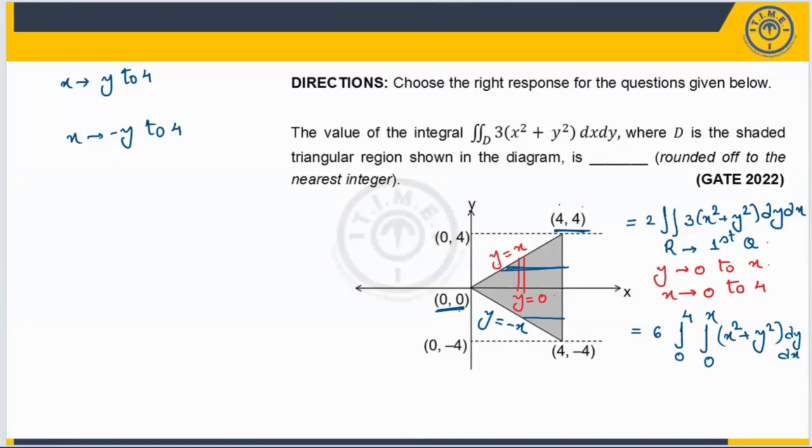And if you want to take the complete vertical strip, you can take it. No issues in that. So if I'm taking the complete vertical strip, how is y varying? y is varying from negative x to positive x, right? And how is x varying? x is varying from 0 to 4. You'll get the same value. Right, Siddharth?